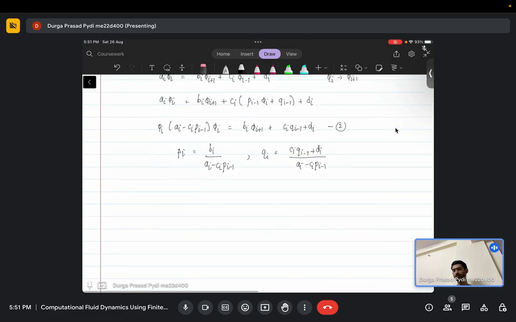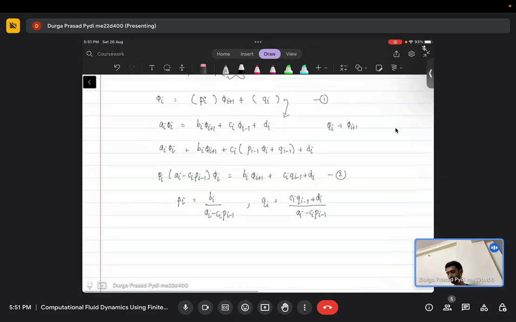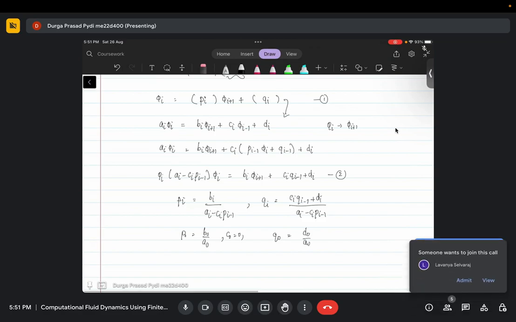so you keep on iterating. So initially we know for the very first cell, for i equal to 0, p0 is essentially b0 by a0, since c0 is 0, and q0 is d0 by a0. Like we can see it from the first equation.